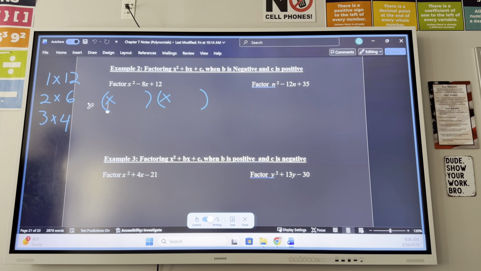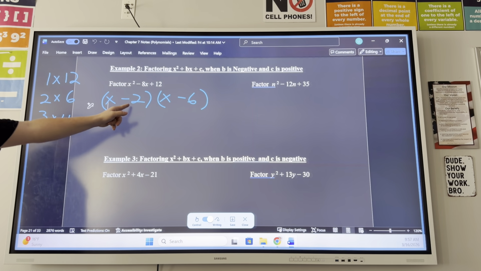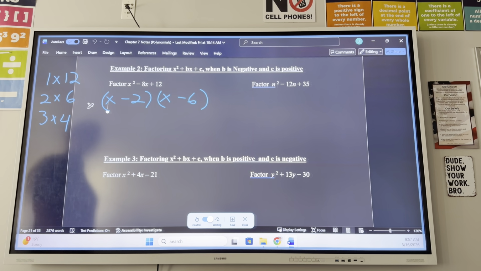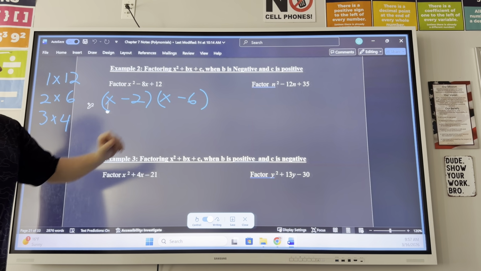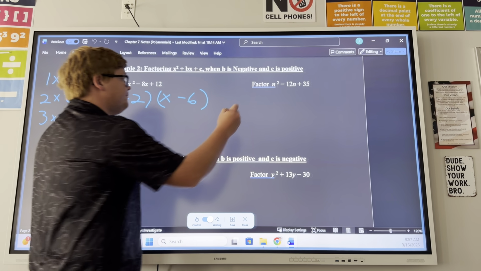I know that if I add these together, I'll get 13, I'll get 8, and I'll get 7. Now, we need to get a negative 8, but a positive 12. So if I make these 2 negative, that's when that's going to work. Because we know a negative 2 times a negative 6 is a positive 12, because a negative times a negative is a positive. And negative 2 plus a negative 6 is a negative 8. That's what we want. Moving to the next one.